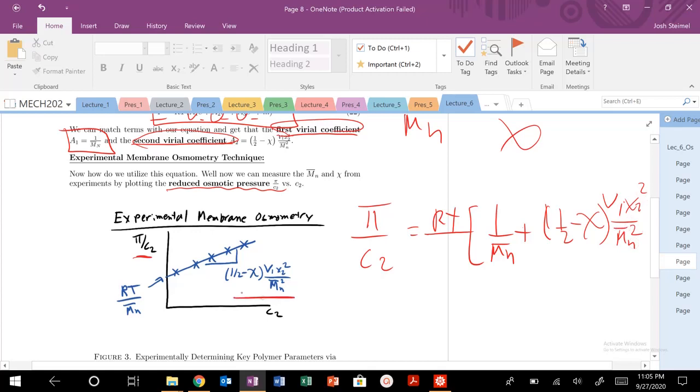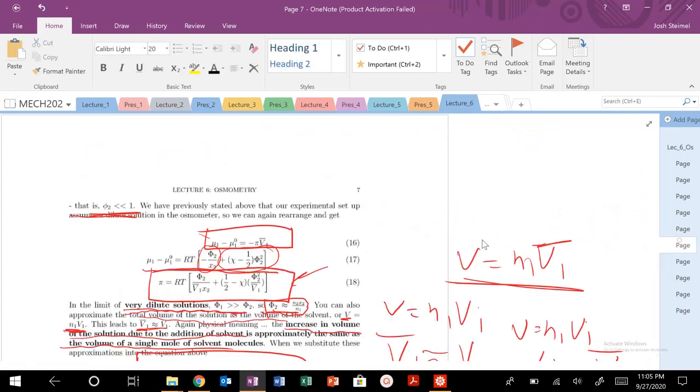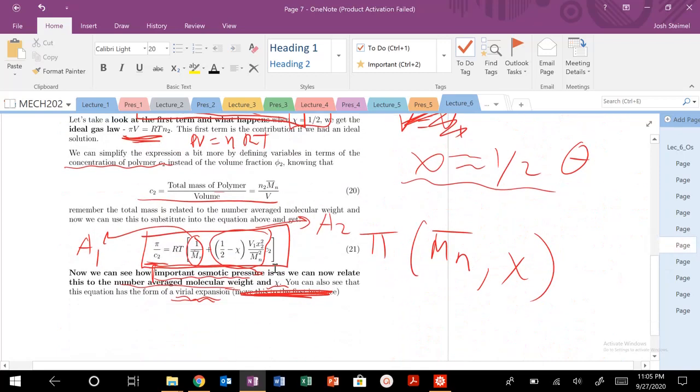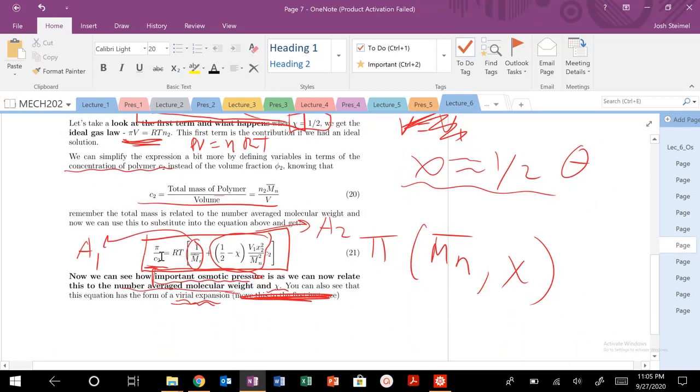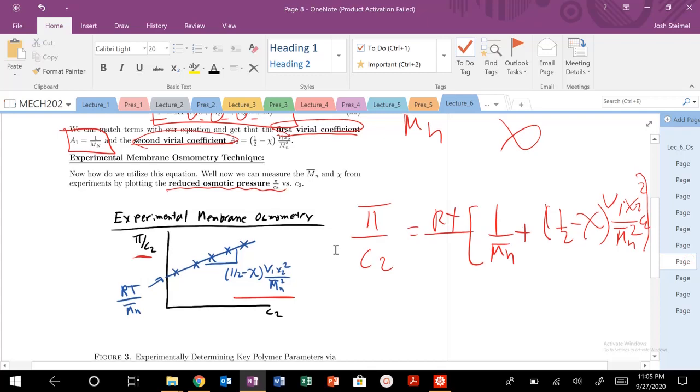So just what we see here times our concentration, C2. All we're doing is working off of this expression right here. Again, if I plot my osmotic pressure divided by concentration as a function of concentration, this is just a linear equation. So we see osmotic pressure increases as concentration increases, and we can extract some critical information.